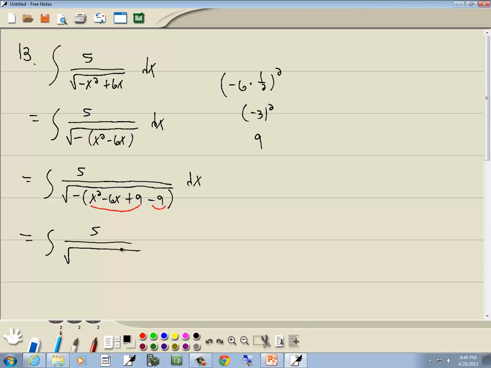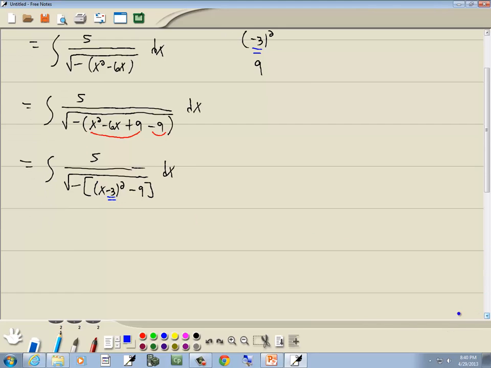So we've got the square root of negative, and I'll put a bracket here. The negative affects everything. This one factors as x minus 3 squared. Then the minus 9, dx. Again, remember the little trick for that. Whatever number's right here, right before you square, is always what goes right here. Makes that step so easy.